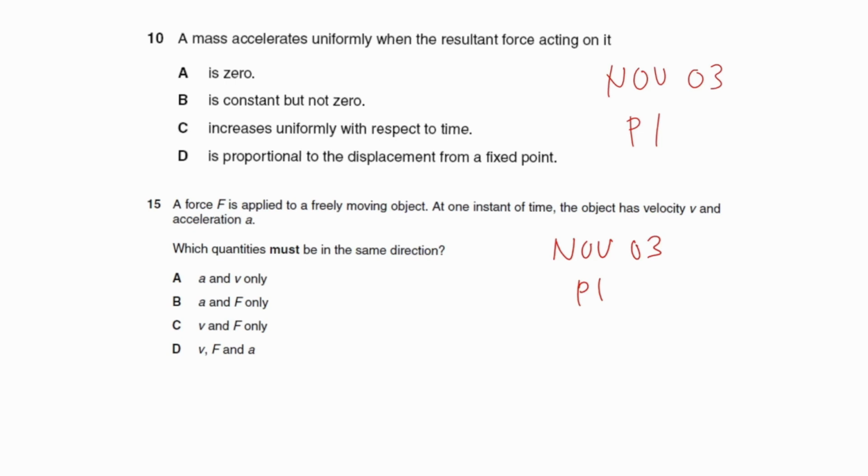Now, if you have a force that's applied to a freely moving object. Actually, freely moving object means what? That means the only force acting is force F, no friction. No friction means freely moving. So if there's no friction, the F that you apply will become your resultant force or your net force. So at one instant in time, the object has velocity V, acceleration A. So which quantities must be in the same direction?